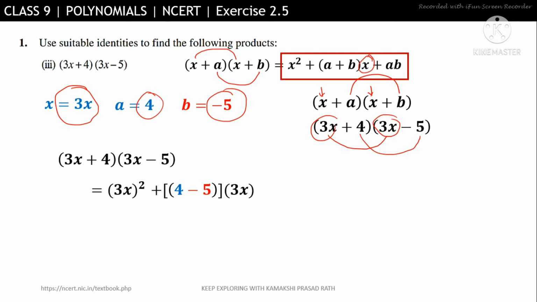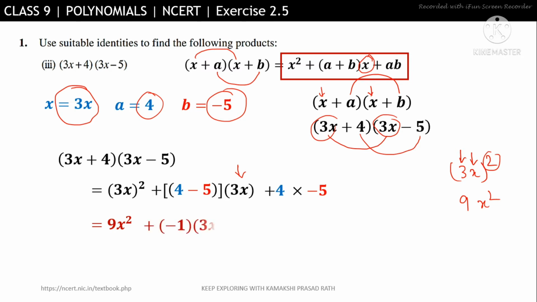Now what is x here? X we have taken as 3x. Hence we are substituting 3x. Then plus a into b. So a into b is 4 into minus 5. Let's simplify the powers now. So 3x whole squared becomes 9x squared. So remember 3x whole squared, the square function is for both 3 and x. So 3 squared is 9 and x squared is x squared, so 9x squared. Hence we get it like that.